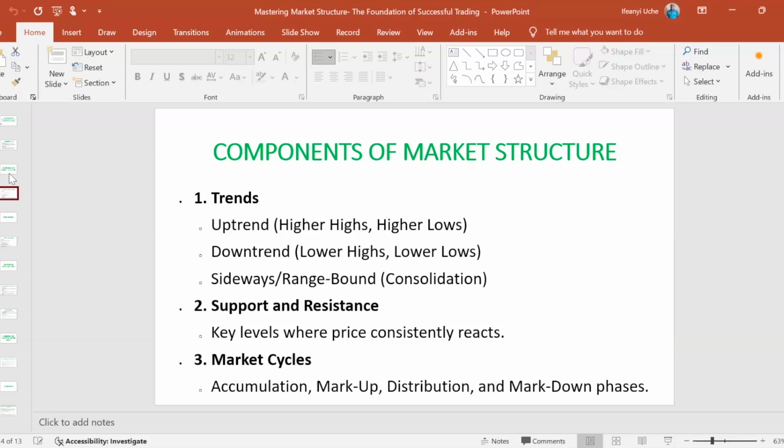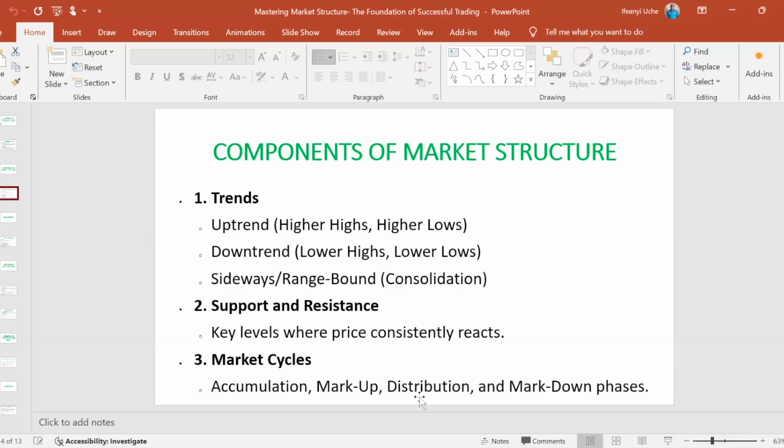But if it's just range bound, the highs are not really noticeable and the lows are not quite noticeable. They're just going sideways, very dull. That is when you say the market is in a consolidation mode. So in that regard, what would you do? We'll find out. And then you go on to the second component, which is support and resistance.